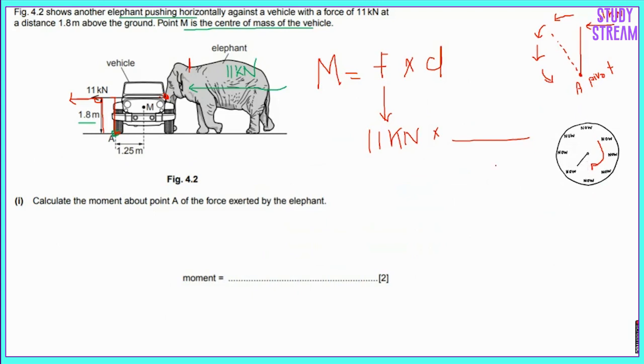So now you said 1.8 multiplied by 11. So what is the answer? 88, right? Kilonewton meter. Yeah. And then the direction you can say between brackets anti-clockwise.